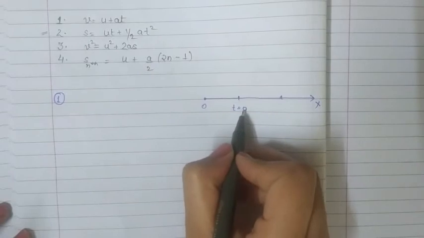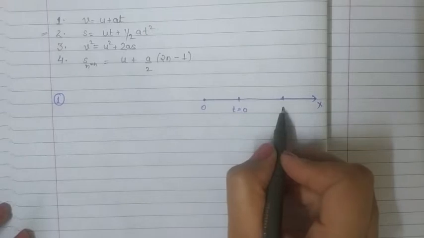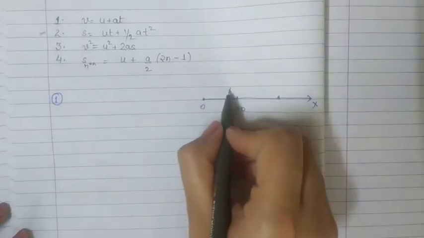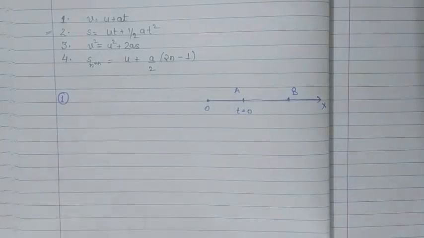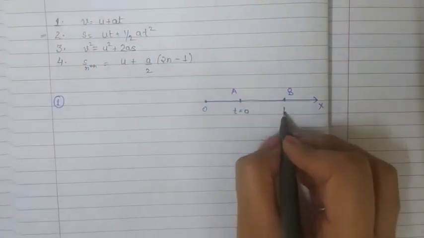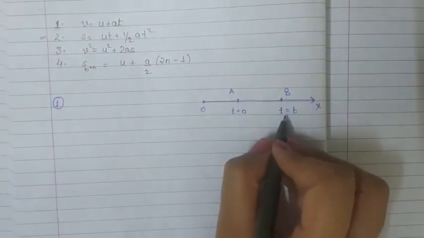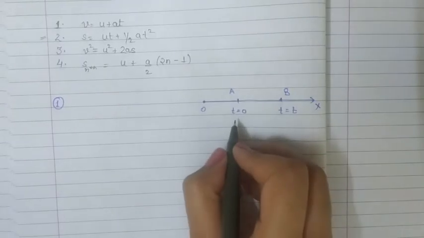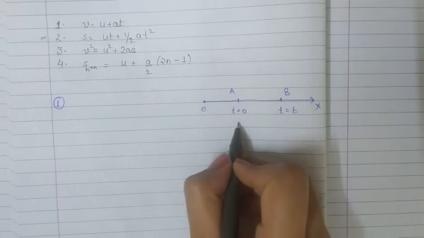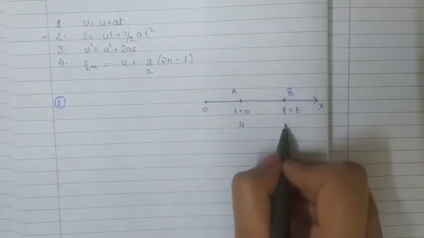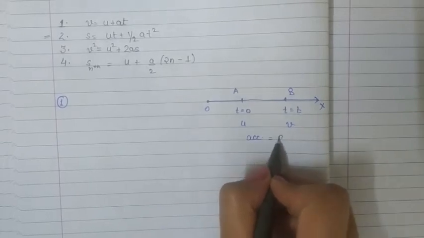At time 0 this was the position of the object, and after time t it comes to this point. I am naming these points as A and B. So the object is moving from A to B in time t. So here t is equal to 0, while at the final position B, t is equal to t. The initial velocity, meaning the velocity at time t is equal to 0, is u, while the final velocity is v, and acceleration throughout the motion is constant and is a.